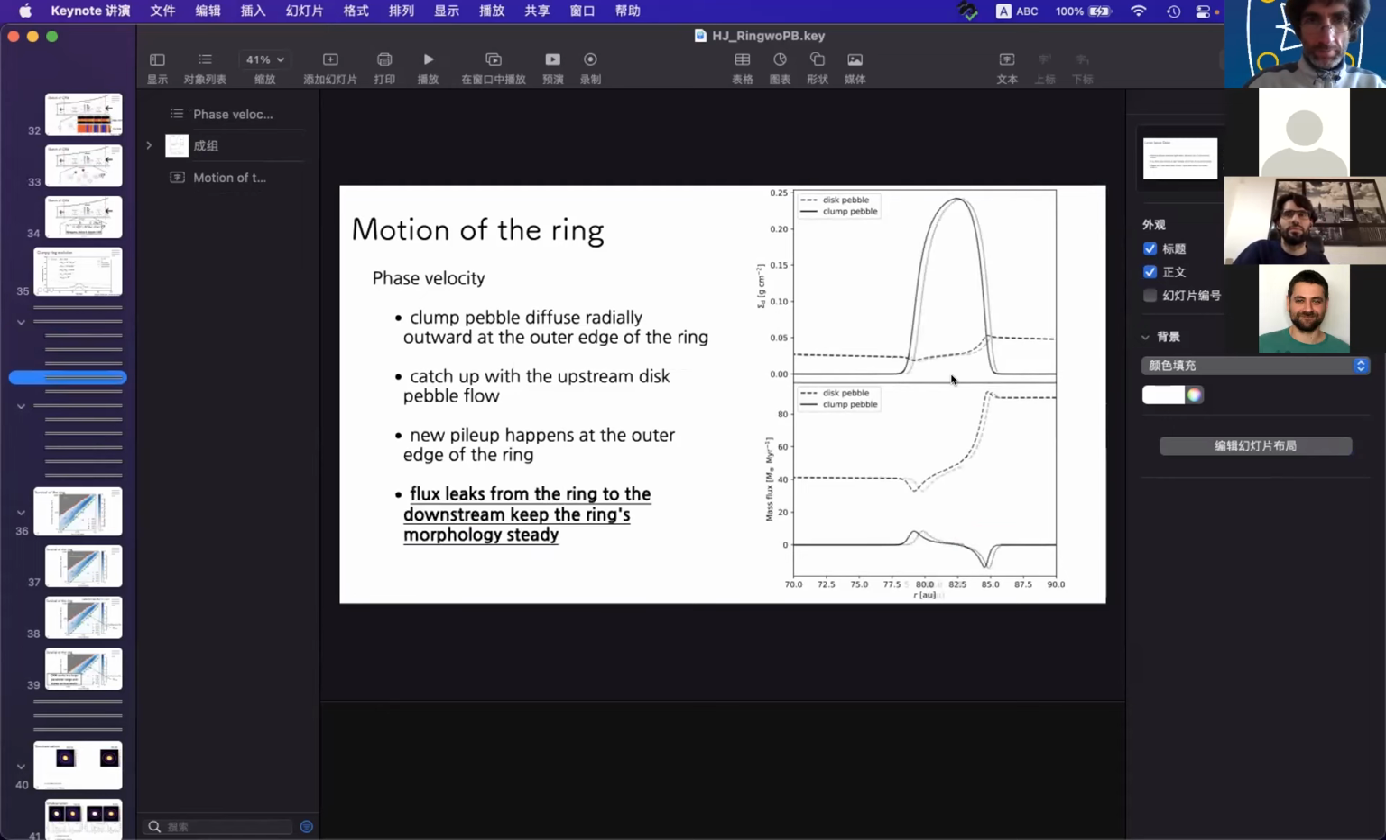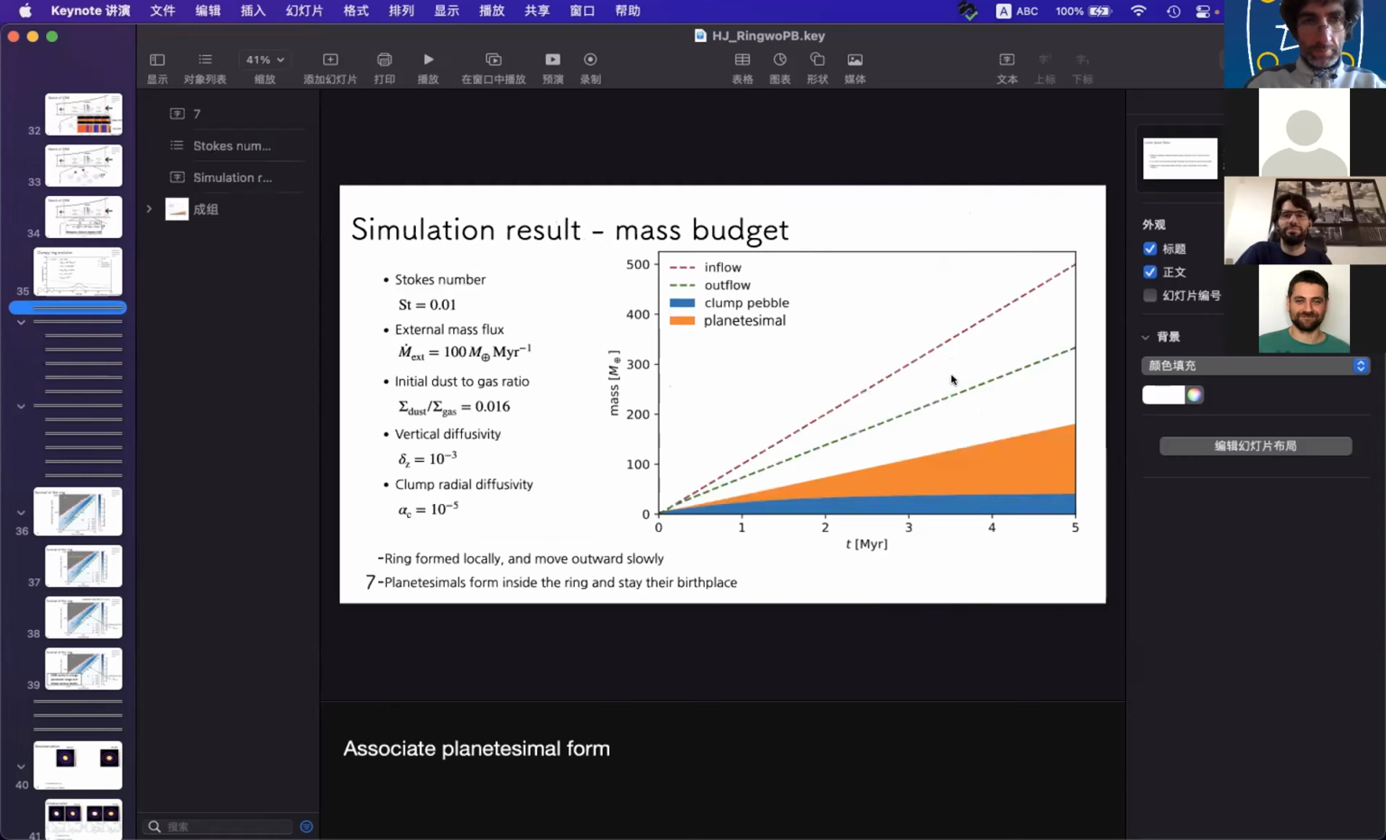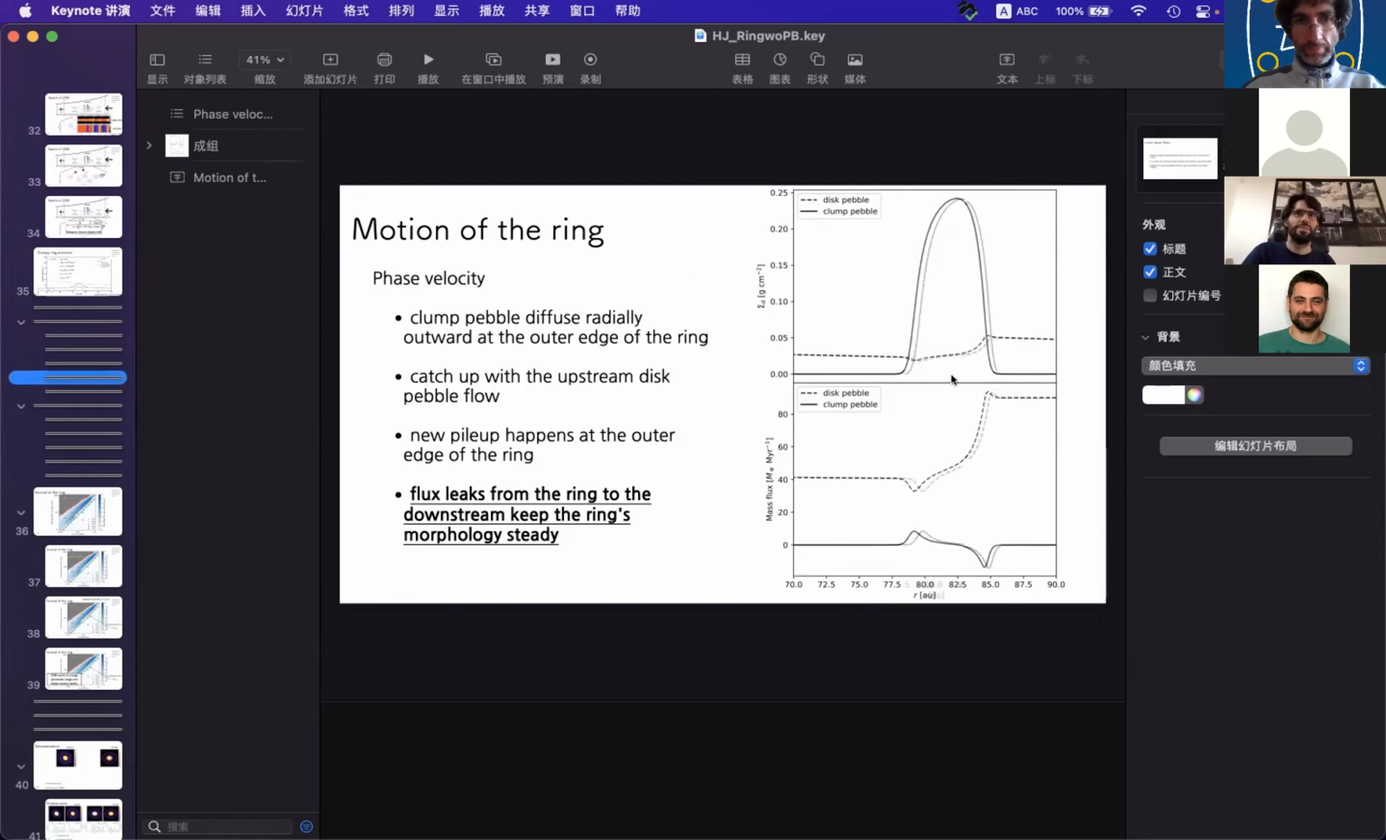If this phase velocity movement can be detected, then the answer is yes. But I think it's very hard because the velocity is also very low. It's probably around 10 centimeters per year. So I'm not quite sure whether it's detectable or not, but if the answer is yes, it will be very exciting.